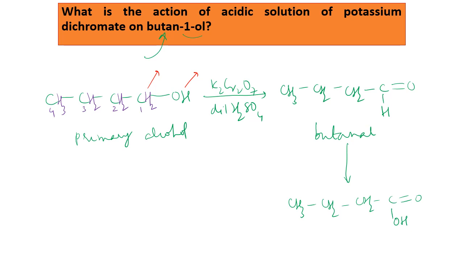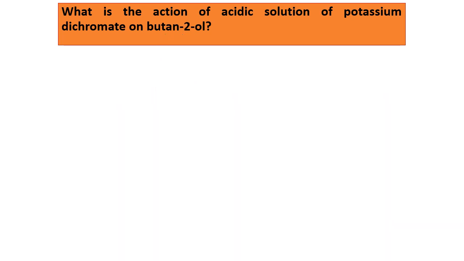Now we will solve another example. You try to solve this question again. Pause the video, read the question, and solve it, and then we will compare our answers. The question is, what is the action of acidic solution of potassium dichromate on butan-2-ol? I hope you are ready with the solution. You had paused the video and solved it. So let us compare our answers.